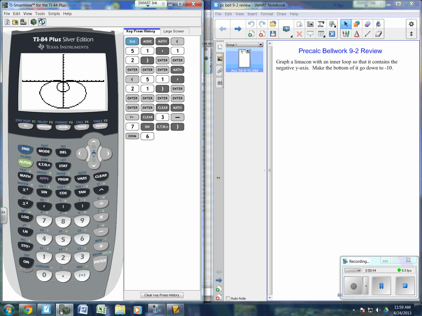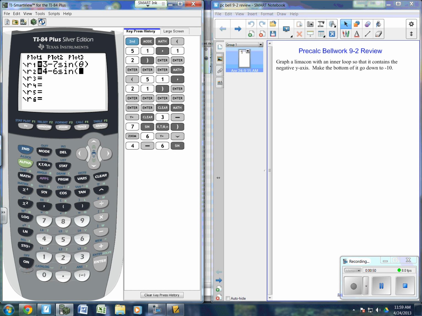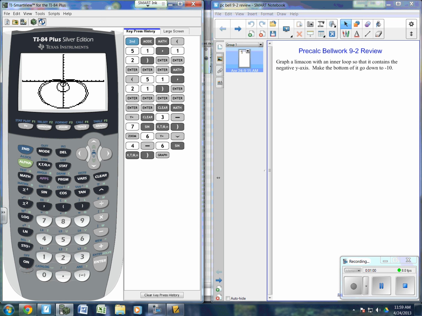4 minus 6 sine of theta, is that what you said? If we graph that one as well, that one works perfectly too. It just has a smaller inner loop, a little bit wider as a limacon, okay? So there's probably several of them that worked, but that was somewhere around where you should have had it. Okay, good job on that.